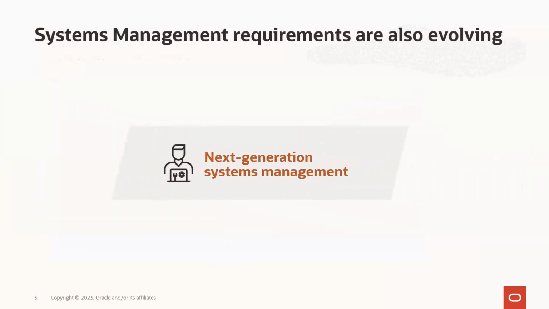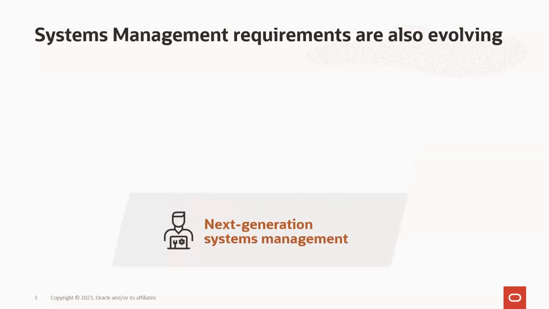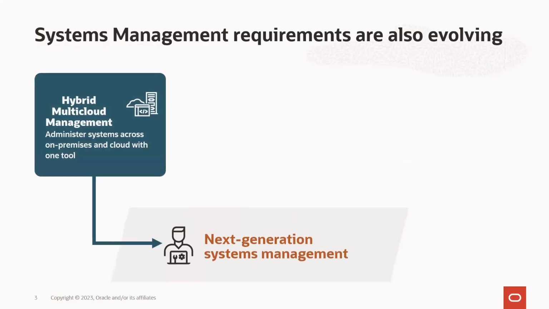This cloud transition has a direct impact on systems management, and their requirements are also evolving. There are three key areas that modern systems management tools need to address. The first is hybrid cloud management. We need to enable customers to manage their entire IT state across on-premises and the cloud from the same tool. Forcing you to manage on-premise environments one way and cloud environments in a completely different way creates operation and data silos and is inefficient and error-prone.